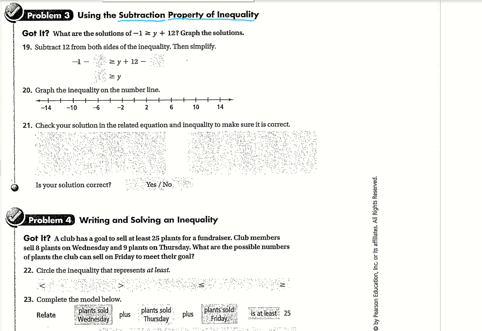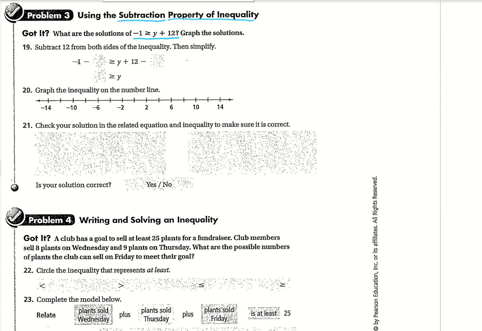Just a quick note, we did have properties of equality, so that's for an equation. Whenever we have an inequality, they're just called properties of inequality. They're basically the same ideas though. So for this problem, we have negative 1 is greater than or equal to y plus 12.